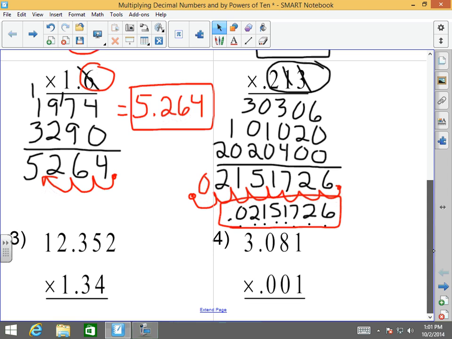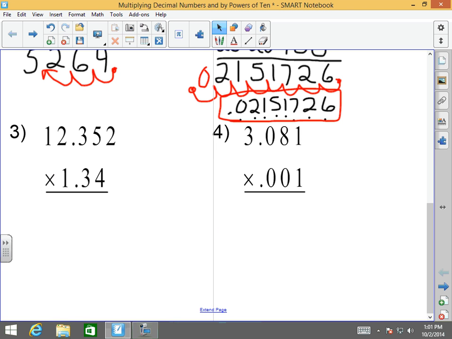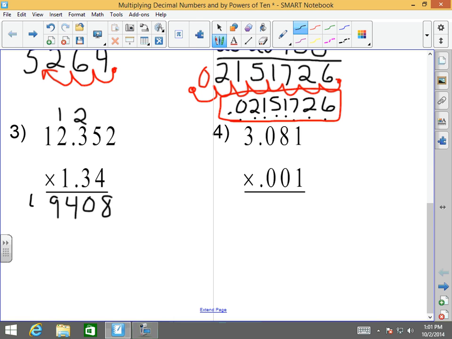All right, let's continue. Let's multiply this one. I've got 12 and 352 thousandths times 1 and 34 hundredths. So let's multiply. 4 times 2 is 8. 4 times 5 is 20. So I drop down the 0 and I carry over the 2. 4 times 3 is 12 plus 2 is 14. Carry the 1. 4 times 2 is 8 plus 1 is 9. 4 times 1 is 4.